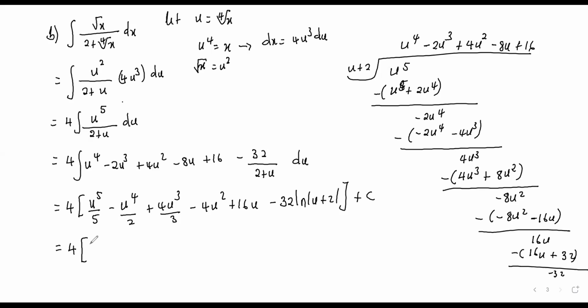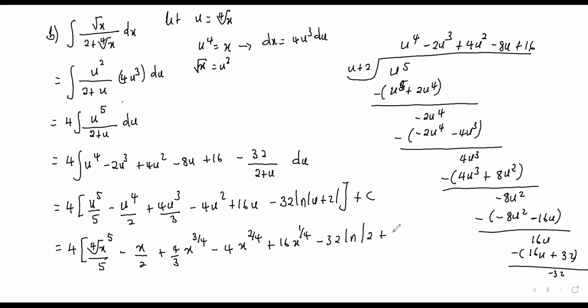u is the fourth root, so putting the fourth root of x power 5 over 5 minus, this will just be x over 2 plus 4 over 3 x power 3 over 4. So if I want, I can be writing like this: x^(2/4), x^(1/4), ln of 2 plus the fourth root of this guy, plus c. So this is the integral. Like that. Any issues?